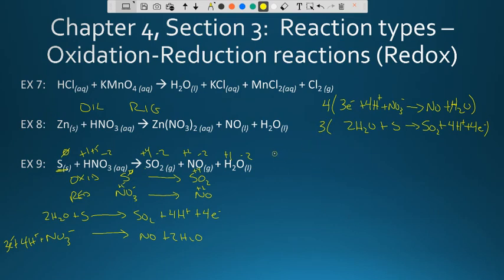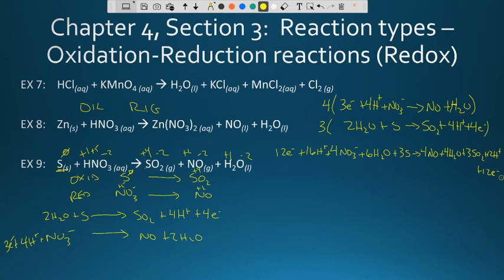This is step 7. I've got 12 electrons. I have 16 hydrogen ions. I have 4 nitrates. I have 6 waters. I have 3 sulfurs. Product side, I have 4 nitrogen monoxide. I have 4 waters. I have 3 sulfur dioxide. I have 12 hydrogens. And I have 12 electrons.